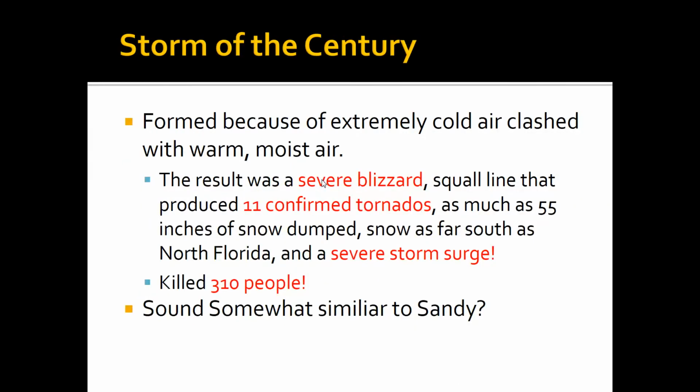So, how did this storm form? It formed because extremely cold air clashed with extremely warm, moist air. That warm, moist air fed into the cyclone, allowing it to intensify, creating severe blizzard conditions in the northern part of the storm, and a squall line in the southern part of the storm.